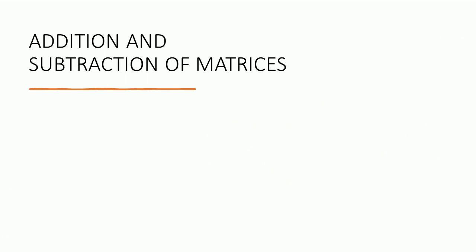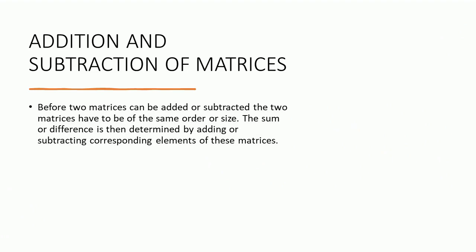Let us look at how to now add and subtract matrices. It is not enough to just understand what a matrix is. We also have to see how we can add them, subtract them, basically how to perform basic operations on them. Now, before two matrices can be added or subtracted, there is a certain condition that must be fulfilled. And that condition is they must have the same order or size.